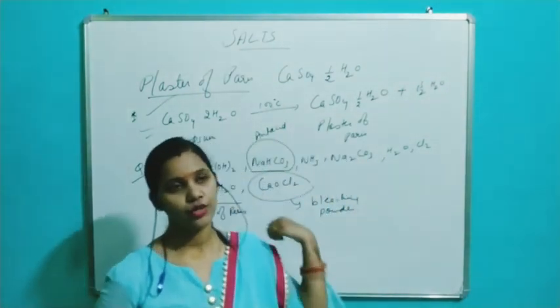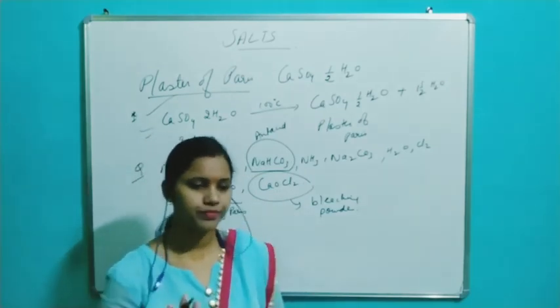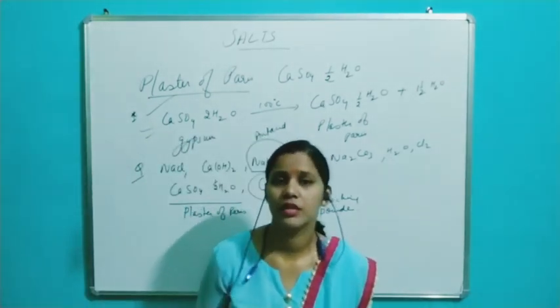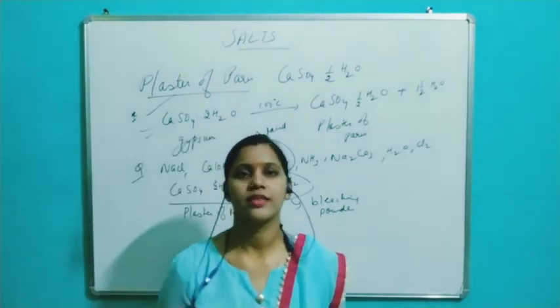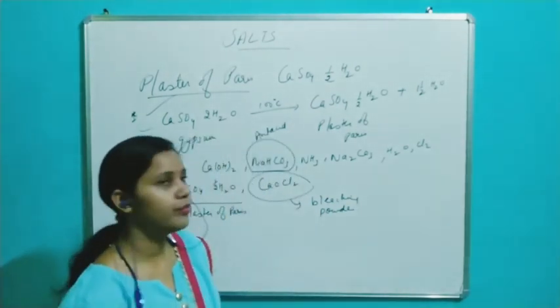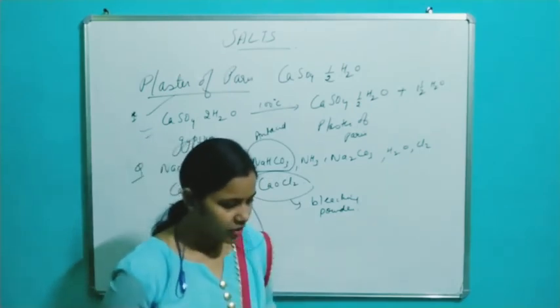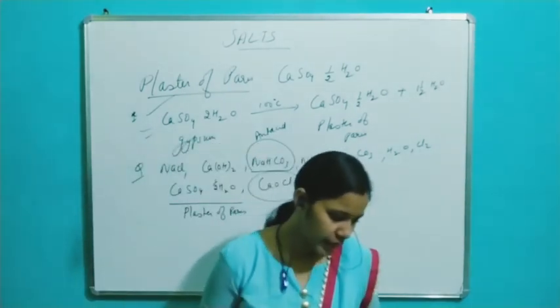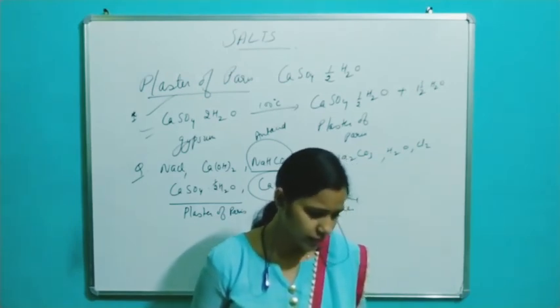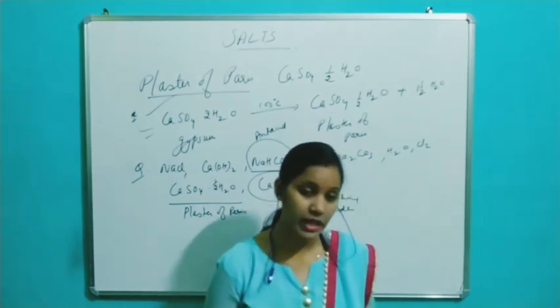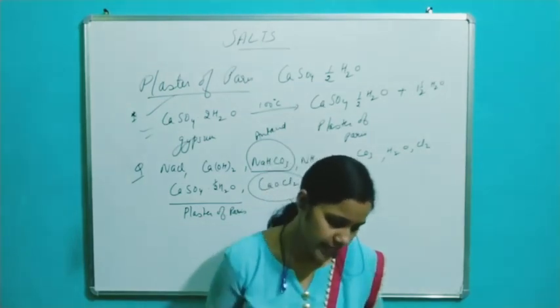Generally it is used whenever a person has got a fracture. So it is used for setting fractured bones, right? Next question is, give one example each of a salt which gives an aqueous solution having pH less than 7, pH equal to 7, pH more than 7.